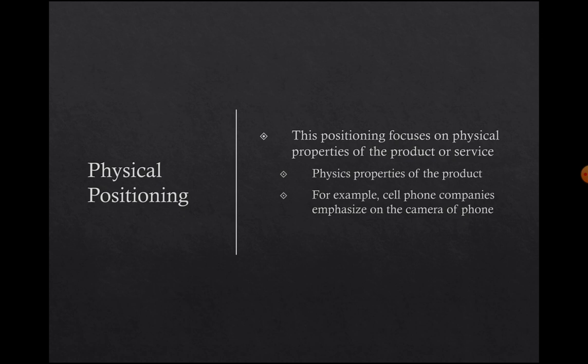So let's first see the physical positioning. Now, what is physical positioning? Physical positioning is the physical properties of the product or the service which one is giving away along with the product. For example, the physical properties. It's written as physics on the slide, which is wrong. It should be physical, right? The physical properties of the product. For example, most mobile makers sell high-end cameras with their phones. Some cell phones are marketed with a high ROM size or high efficiency, right? So they are positioning their product in the minds of the people with something physical within their product.